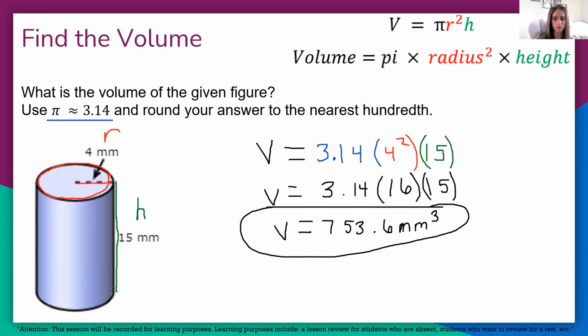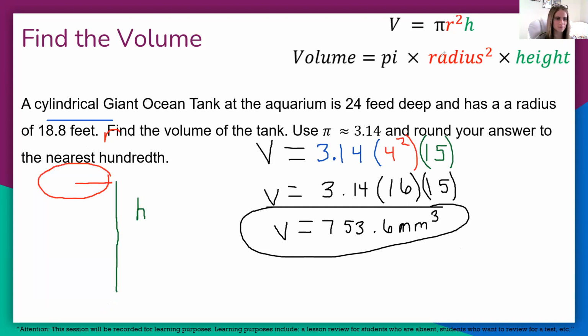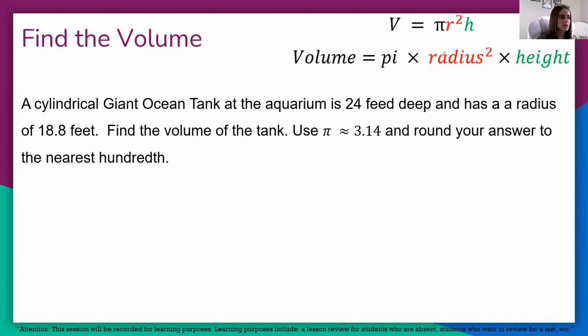Let's do one more problem together. A cylindrical giant ocean tank at the aquarium is 24 feet deep and has a radius of 18 8/10 feet. Find the volume of the tank. Use pi is equal to 3.14 and round your answer to the nearest hundredth.